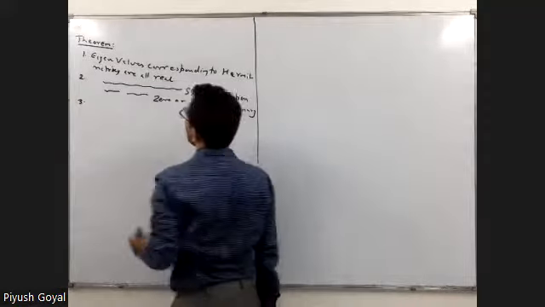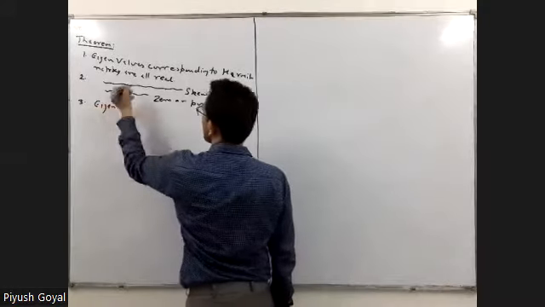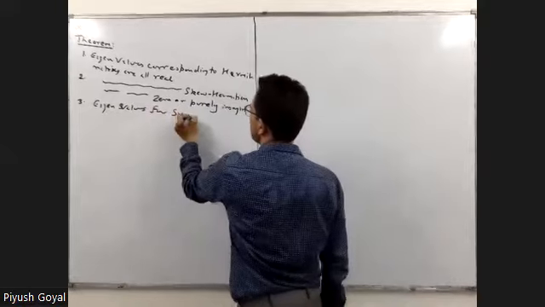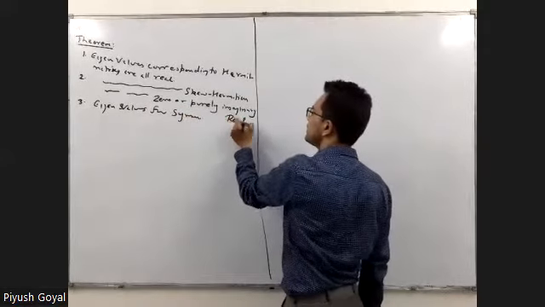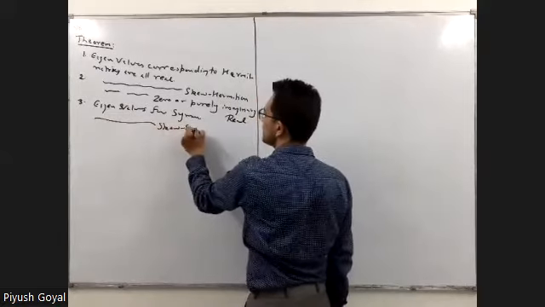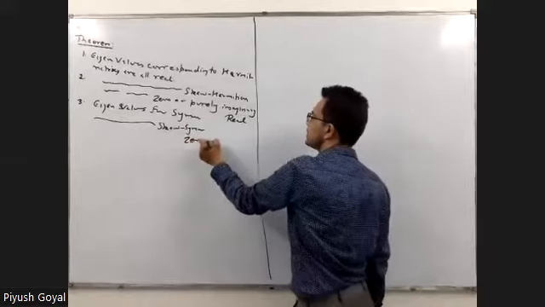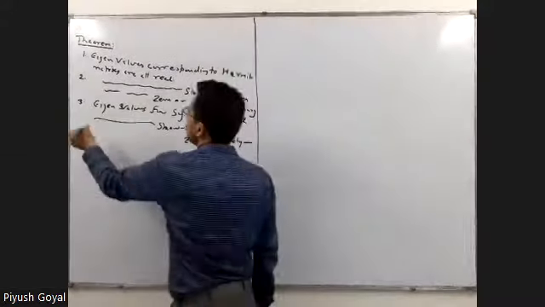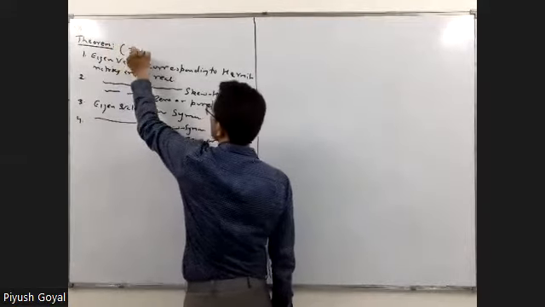Third is eigenvalues for symmetric matrix are purely real, and for skew symmetric matrix purely zero or purely imaginary. Same, zero or purely imaginary. Please do these theorems. Why I am saying this? These theorems will appear in 3 or 4 marks.